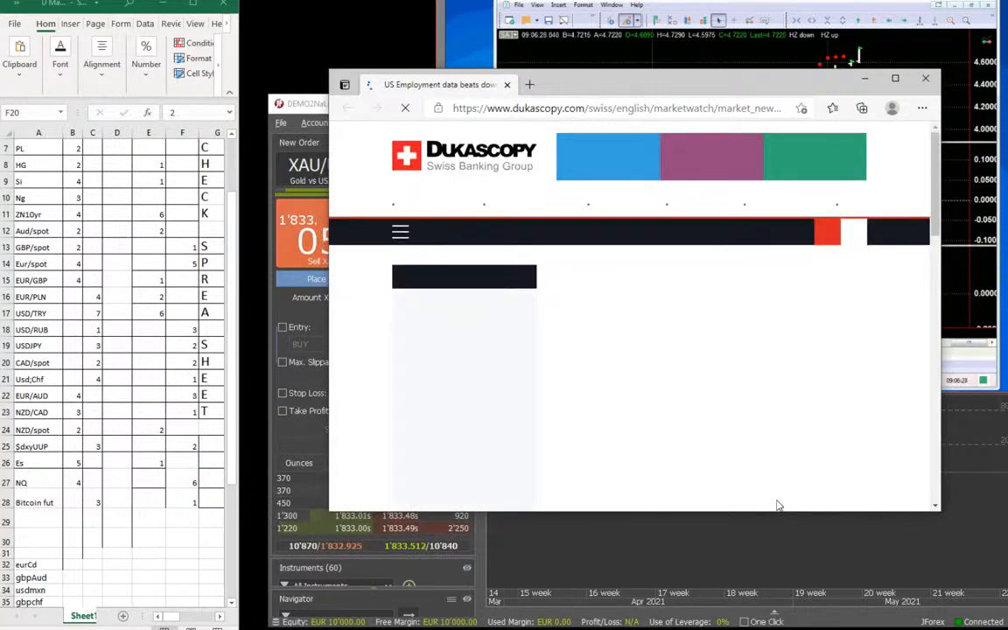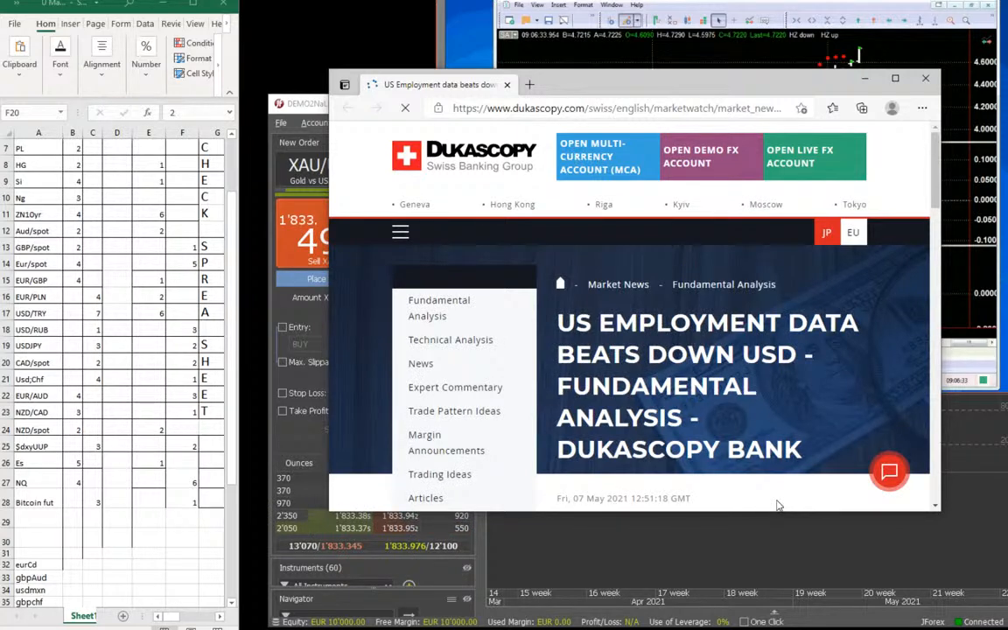Oh, here it comes. It's coming now. And so this is the article from Dukascopy: U.S. unemployment data beats down U.S. dollar, fundamental analysis, Dukascopy Bank. And so I'm sure they have programs for their portfolio on a long-term basis. In other words, days, weeks, and months.